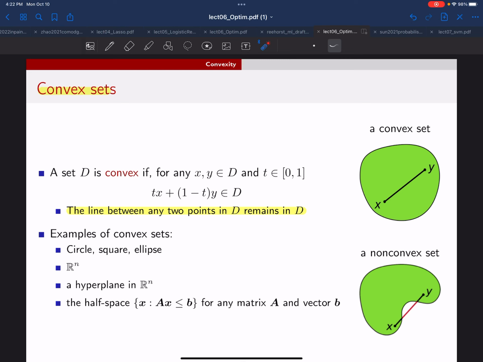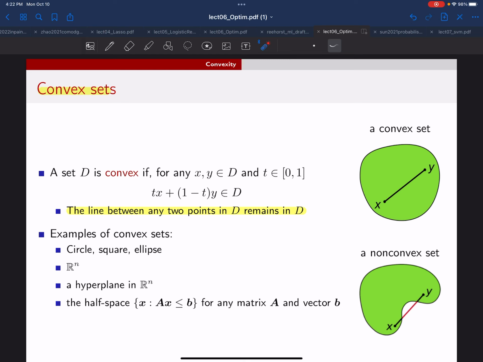Okay, but here on the bottom is a non-convex set where I found a pair of points such that the line between them goes outside the set. So that would be an example of a non-convex set. And of course you can find cases within it where there's no problem, but this statement says that this has to happen for all points in the set for it to be a convex set.